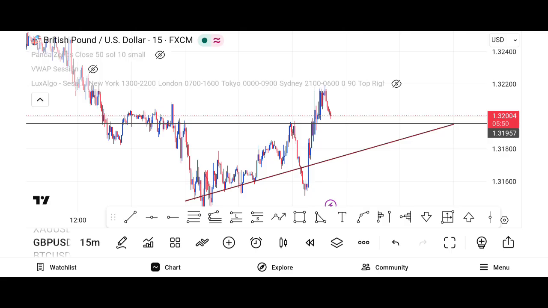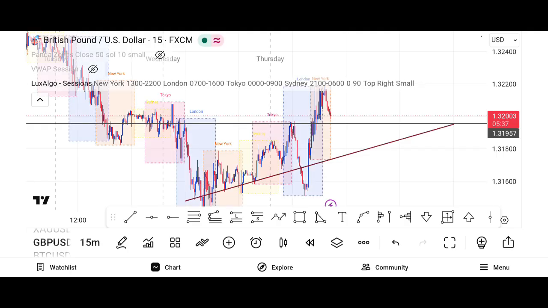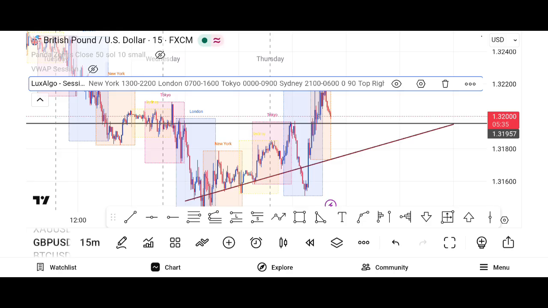The first thing I'm going to show you is the Lux Algo session indicator, the Lux Algo strategy. Once I activate it, it goes boom, just like that. I'm going to show you the settings. The setting is simple. You just click the setting icon.